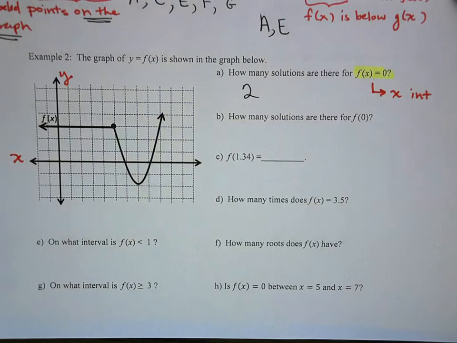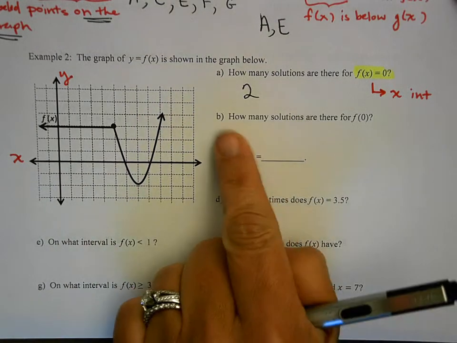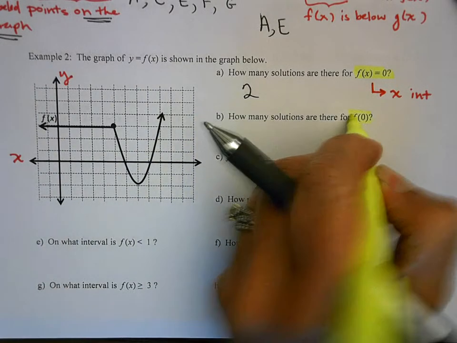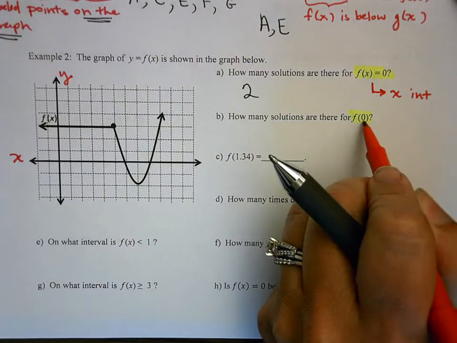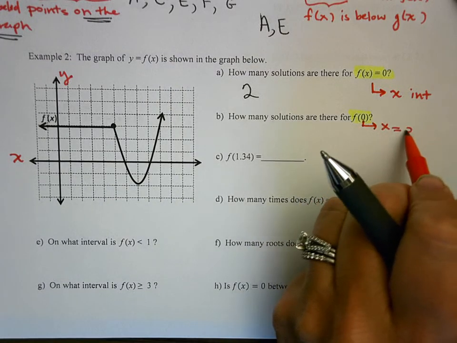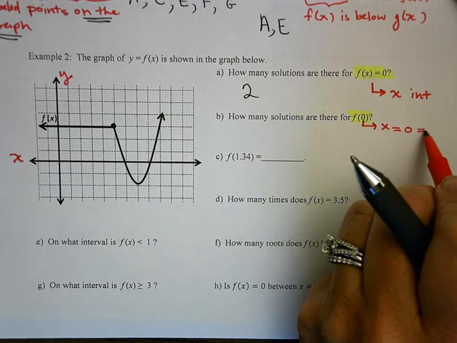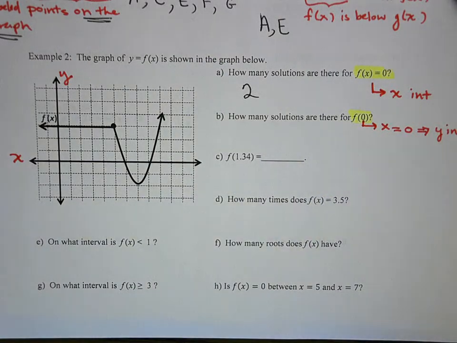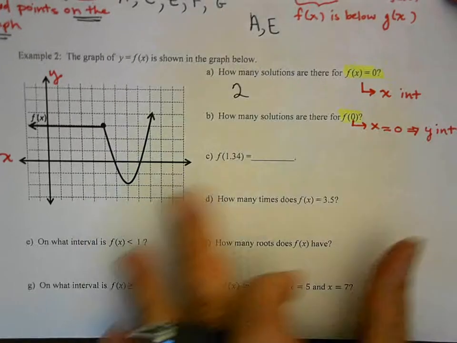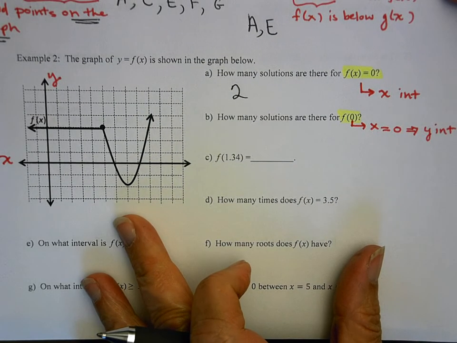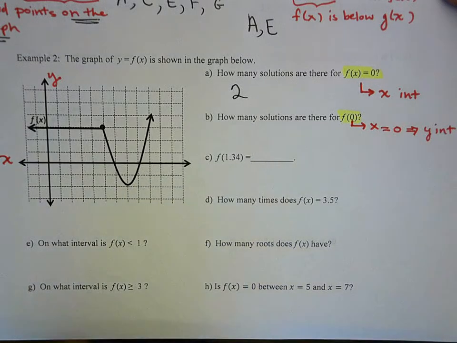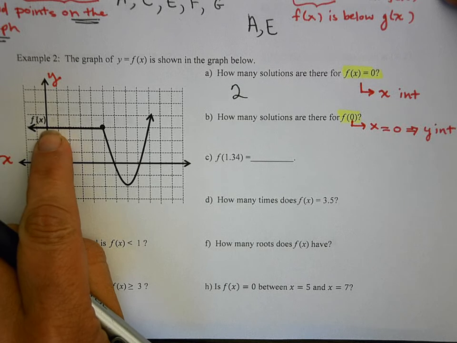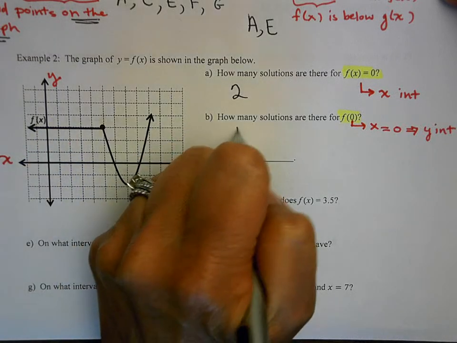Okay. And then for part B, how many solutions are there for f of 0? Remember f of 0 means specifically x is equal to 0. And if x is equal to 0, then we are looking for a y-intercept, right? Again, we're not looking for what is the answer, we're asking how many y-intercepts are there. This is my y-axis, so how many y-intercepts? Well, there is just 1 right there. That's the only time it crosses the y-axis, so there would just be 1.